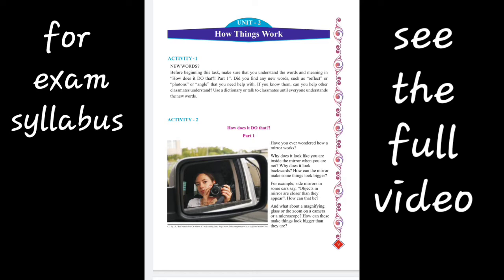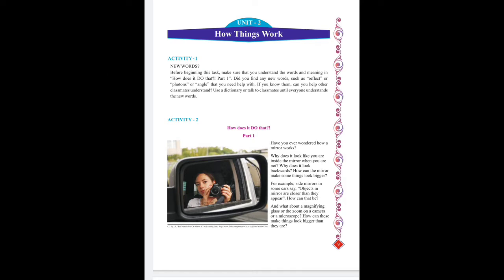We are going to start unit number 2. The title is How Things Work. In the first activity, New Words is the title, and we are asked to begin the task by finding the exact meanings of some words. You should find new words such as reflect, photon or angle in the next activity, which has the title How Does It Do That, part 1.